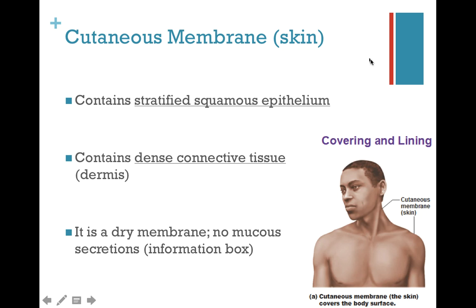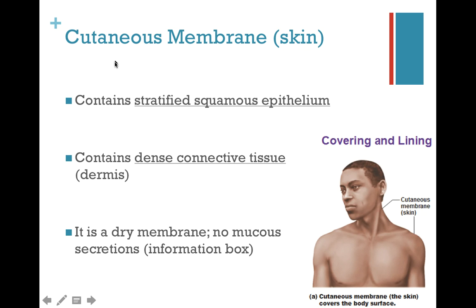So the first type of epithelial membrane is going to be your skin. So your skin's just a protective layer, all right? It keeps bacteria out. It keeps anything from the environment out. It's going to be a dry membrane, okay? So it'd be weird if we had mucus and fluid all over our skin.